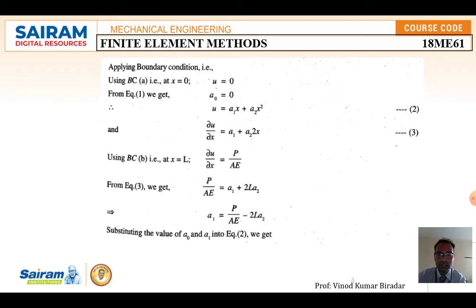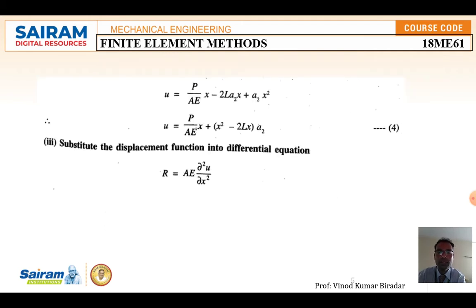So u is equal to P by AE x minus 2L a2 x plus a2 x square. Substitute the values of a naught and a1 in equation number 2. Then resimplify: P by AE x, and a2 is common, so a2 times x square minus 2L x. Give this equation number 4. Like that you have to calculate the displacement u.